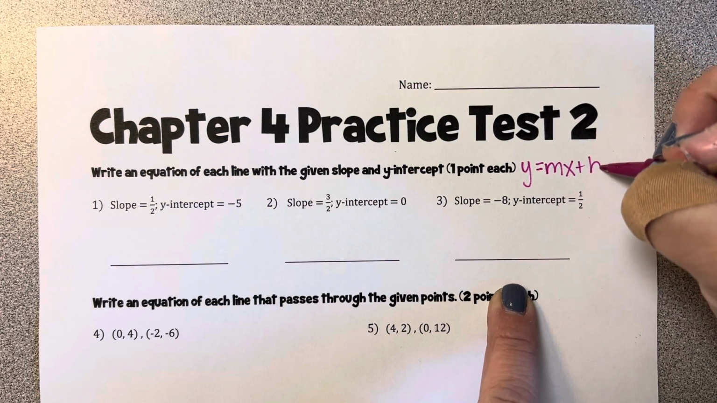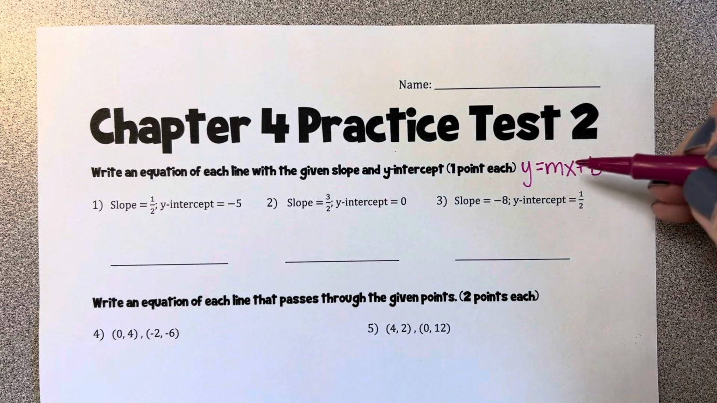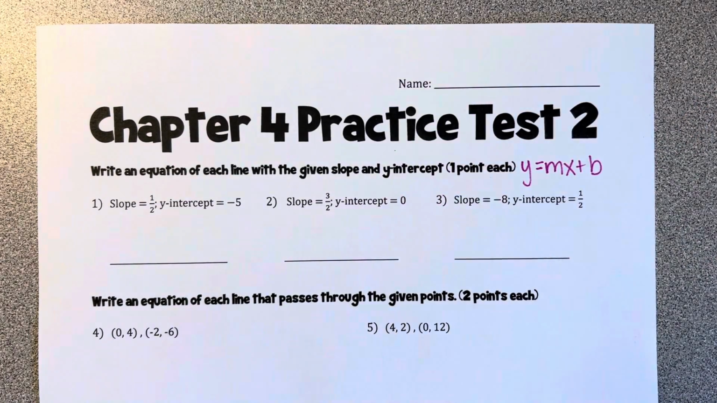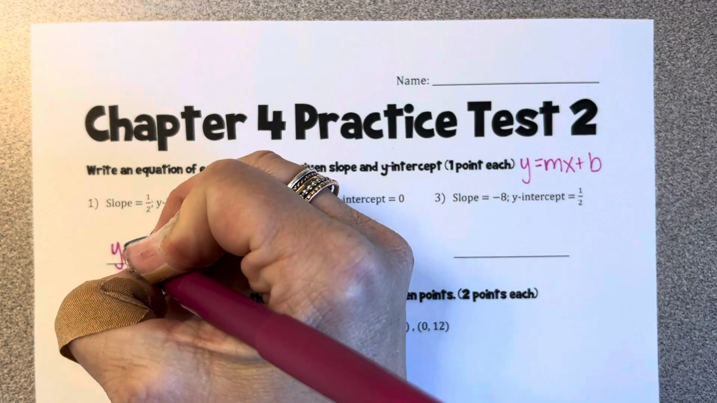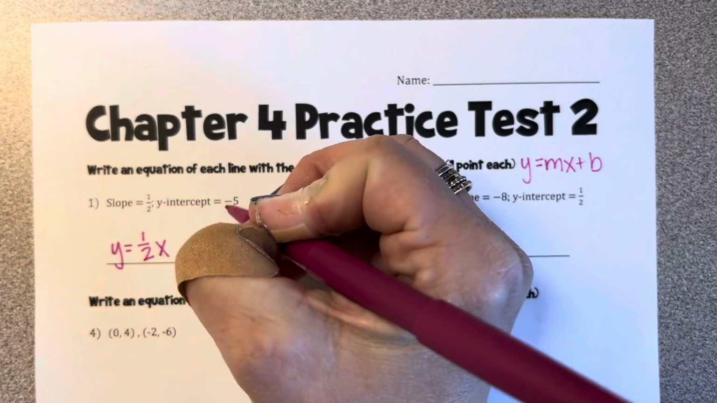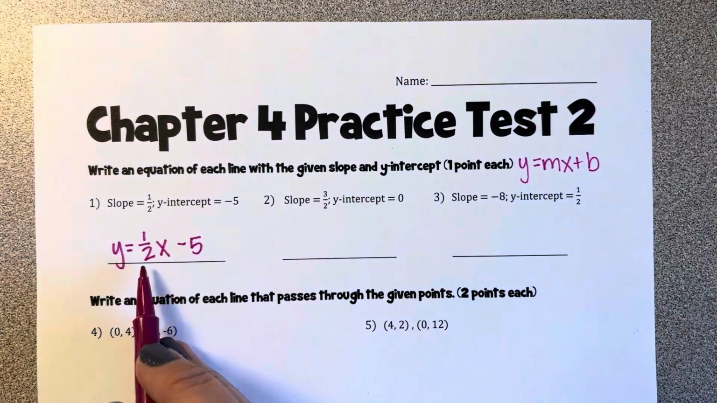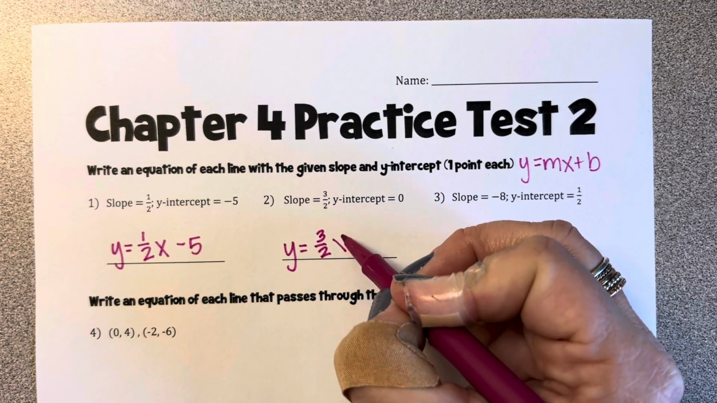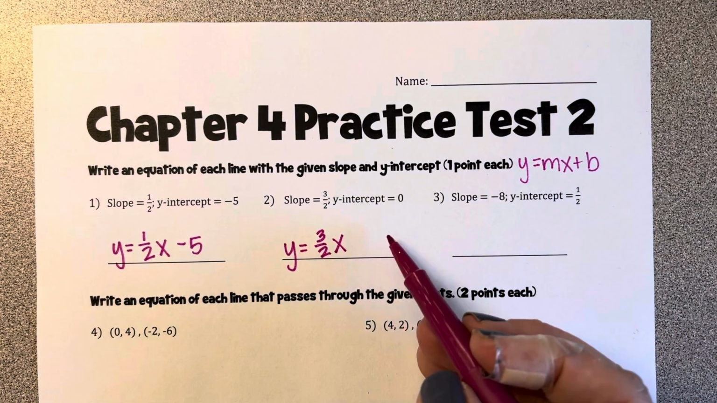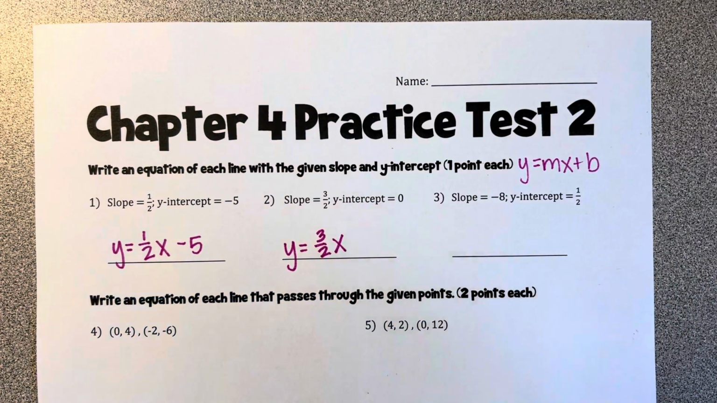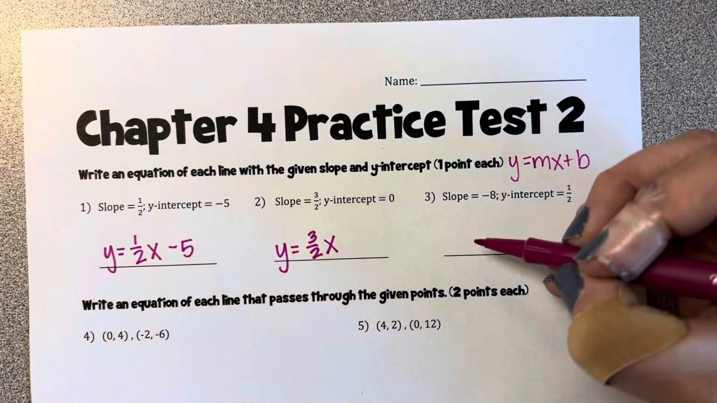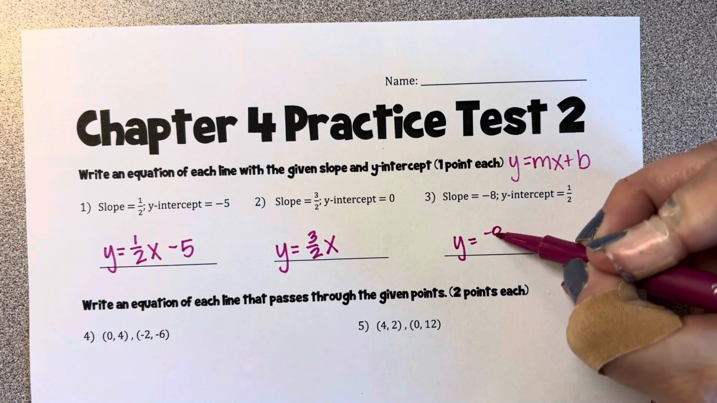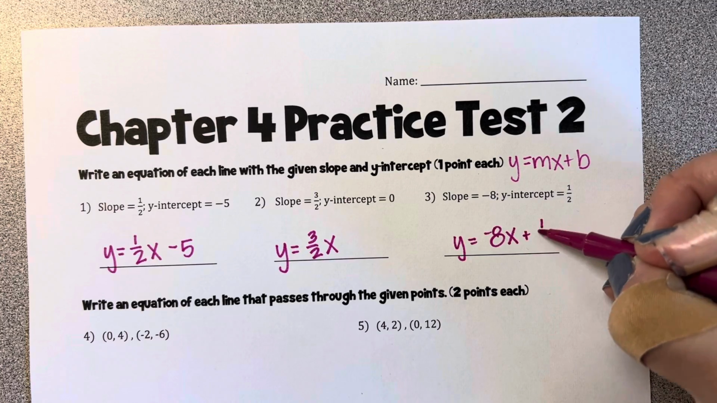So we are going to use slope-intercept form, right? M is the slope, B is the y-intercept. So all we are doing is filling in M and B. So y equals 1/2 x and then minus 5. Slope, y-intercept. Y equals 3/2x. And then I don't have to write plus 0. You can if you really want to. It's up to you. And then on the next one, y equals -8x plus 1/2.